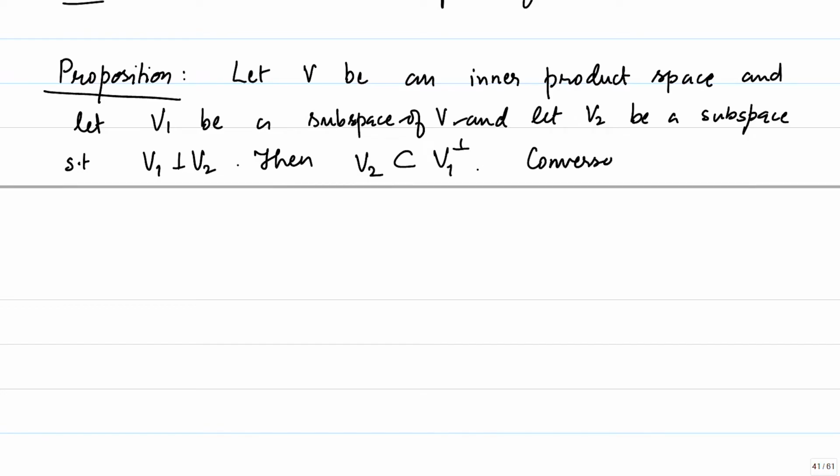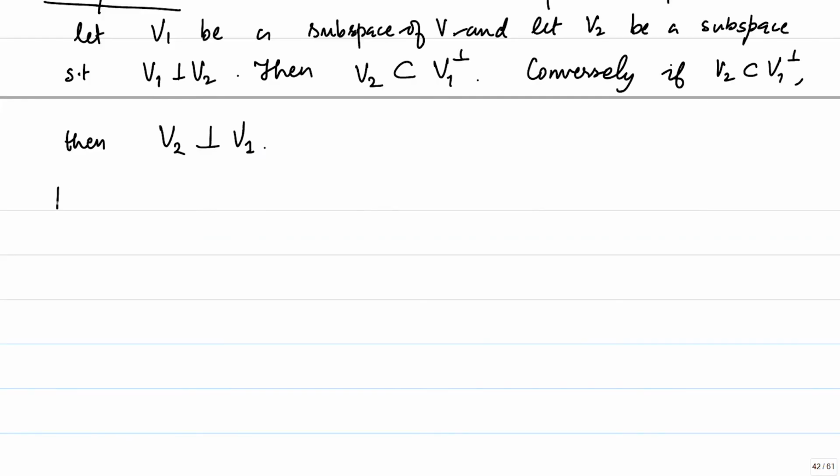Conversely, if V2 is contained in the orthogonal complement of V1, then V2 is orthogonal to V1. So, that is what it means to say that in some sense it is the largest subspace which is orthogonal to our given subspace V1. So, let us give a proof of this proposition. It is actually quite straightforward.